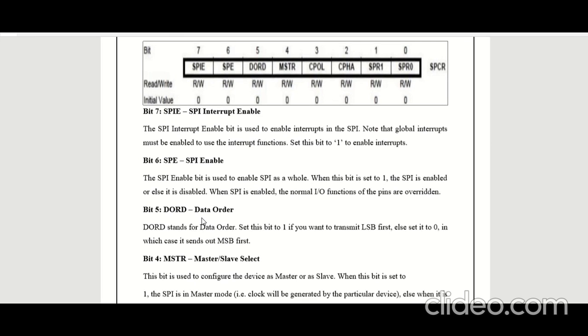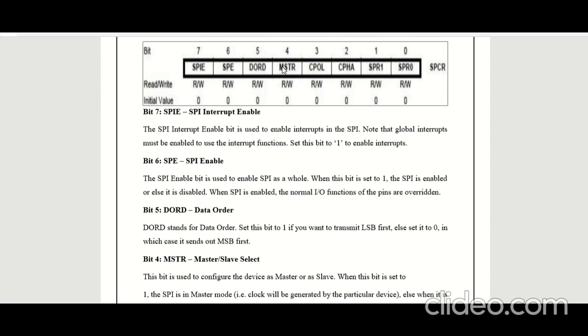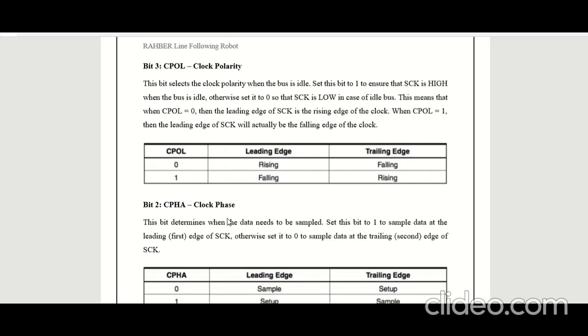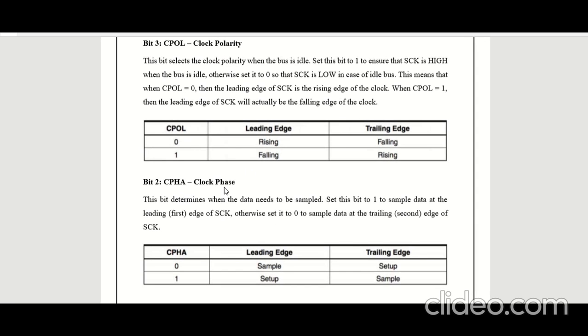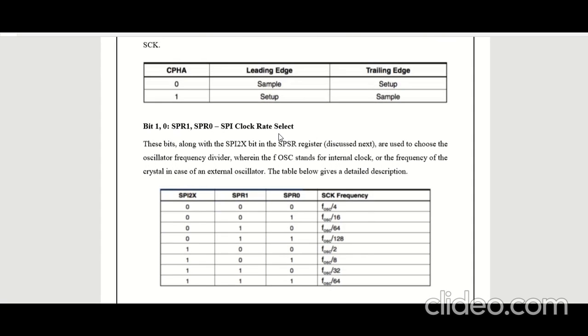The third bit is used to configure data order, and then there is the master slave select bit. This bit is used to select whether our Arduino is used as a master or a slave. Then the next bit is used for clock polarity, whether we are taking our clock at rising edge or falling edge. Then the next bit is used for clock phase, and our first and 0th bits are used to select the clock rate of SPI.